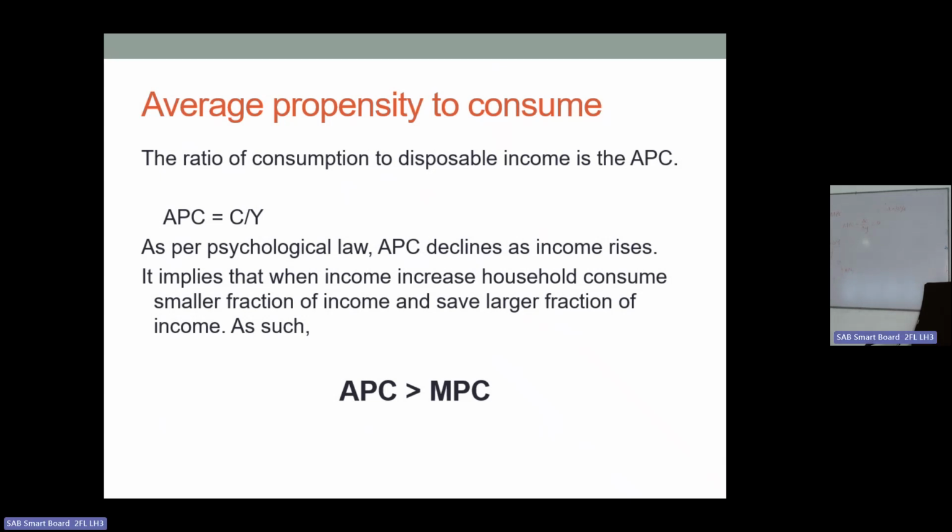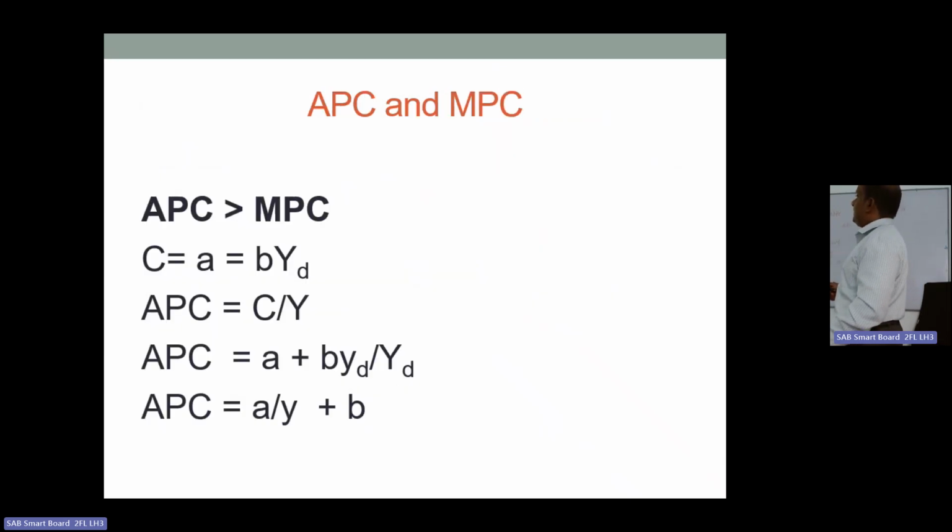APC is greater than MPC, right? When income increases, consumption increases at a decreasing rate, and people tend to save more. So that is the one. We divide APC as a plus b, minus, plus. So the relationship between the APC and the MPC depends on this a over Y portion.